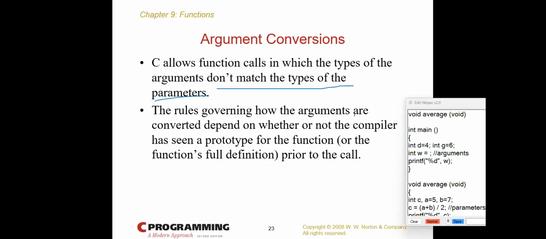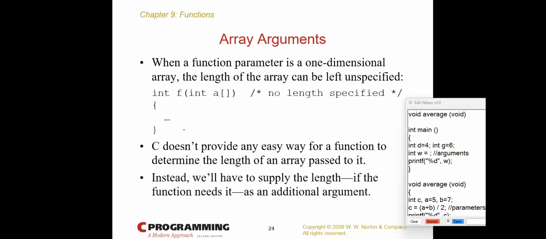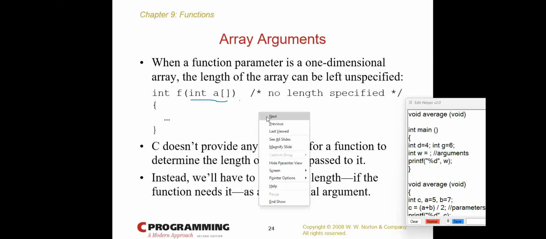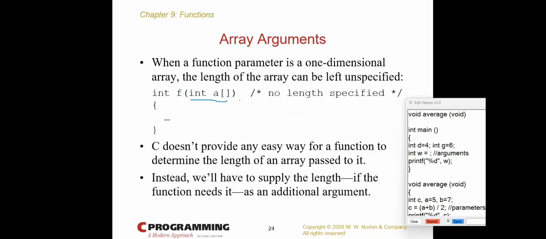So C allows function calls in which the type of arguments don't match the parameter. The rule governing how the arguments are converted depends on whether or not the compiler has seen a prototype for the function or the function's full definition before the call. So when a function's parameter is a one-dimensional array, now we are talking about passing an array to a function. Observe that in the declaration you put the square braces. This is important. When you are creating an array, you put the square braces in the declaration. So observe that the length has not been specified.